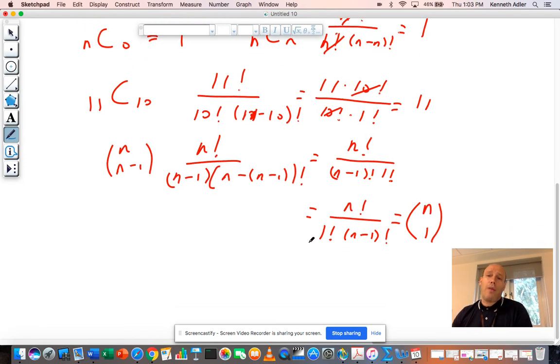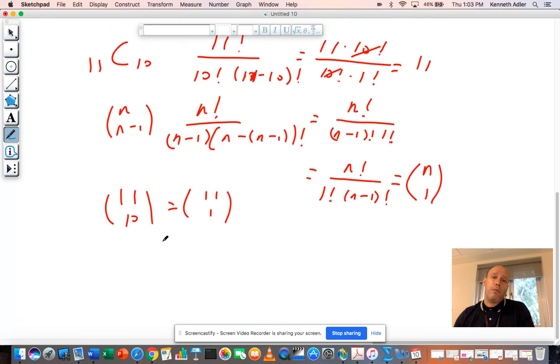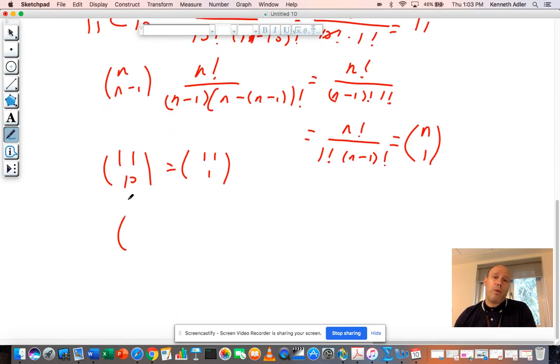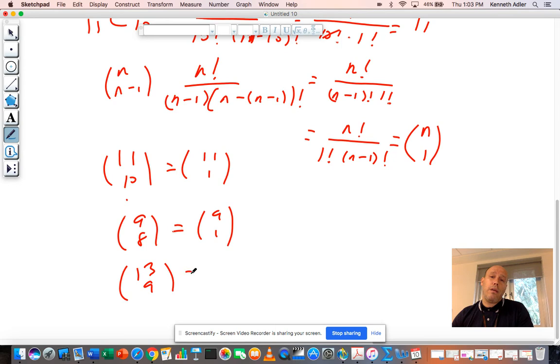It turns out that 11 choose 10 is equal to 11 choose 1. So, for example, 9 choose 8 is equal to 9 choose 1. And 13 choose 9 is equal to 13 choose 4.